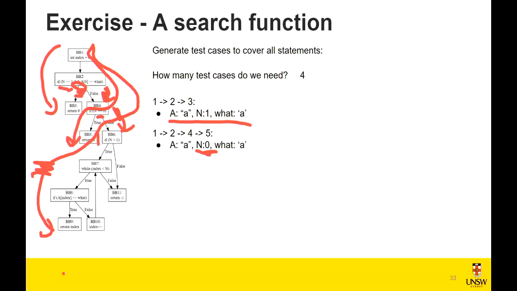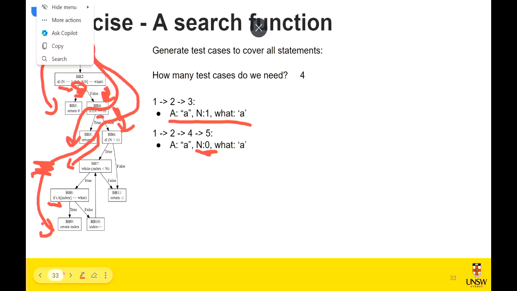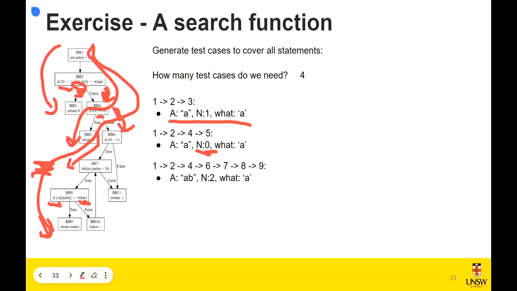And then we have to find what is inside the string of A here. So what we can get is n is larger than 1, and we can find the character inside the string here. So this is what we get for this path.